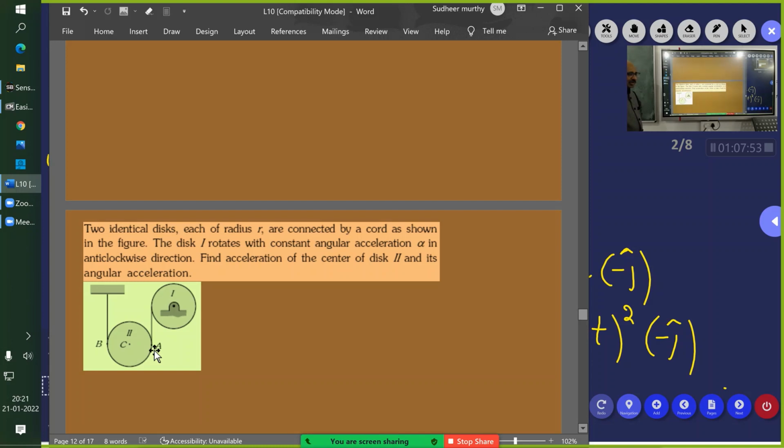The length of the string has to be constant, sir, so we differentiate twice to get the relation between accelerations. You did it like that. Yes, same. Can you not use whatever we did now and get the same relation?